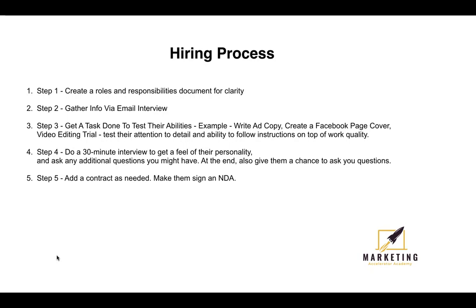Step 2 is gather info via an email interview. I like to do an email interview first rather than hopping on a call with everyone. This helps me shortlist people. I will send them a list of questions and then they reply back to me, just so I can shortlist people quickly. If they answer the questions in a way which I know is a huge red flag for me, then I know that this doesn't even need an actual interview from my side, and I just reject them. I'll also share an example about this in a bit.